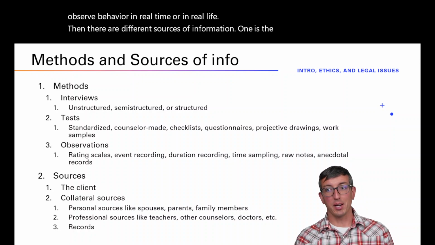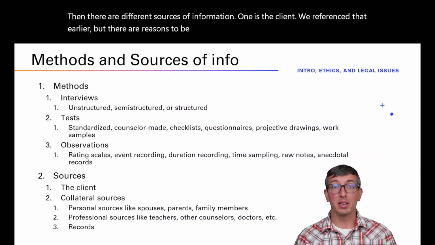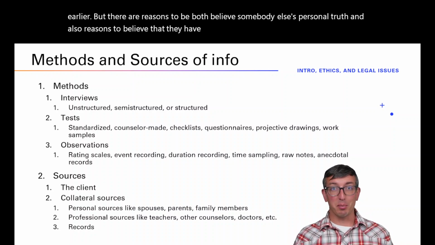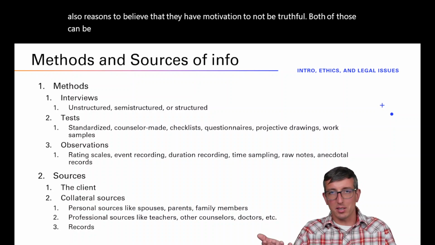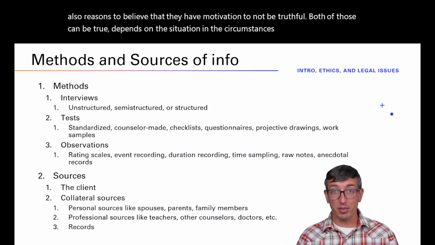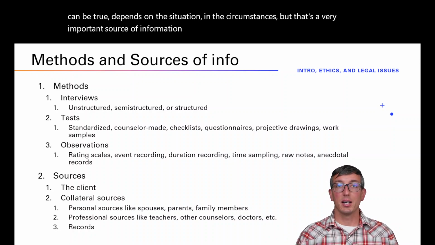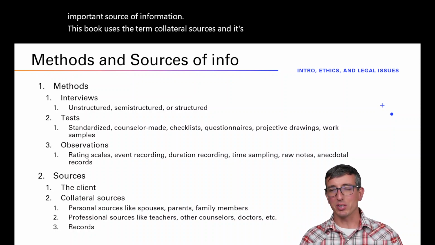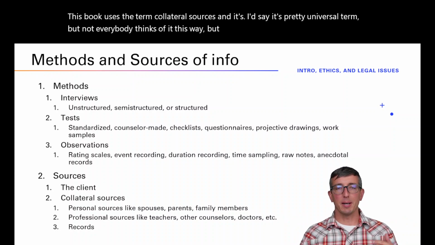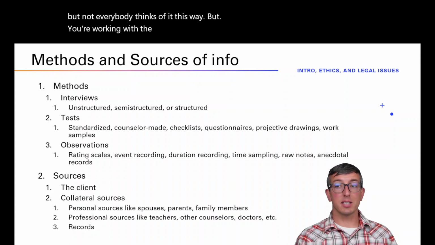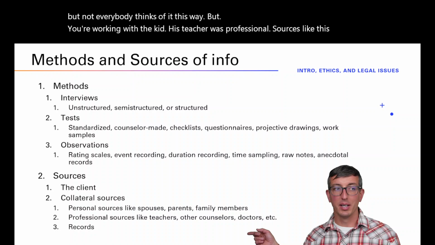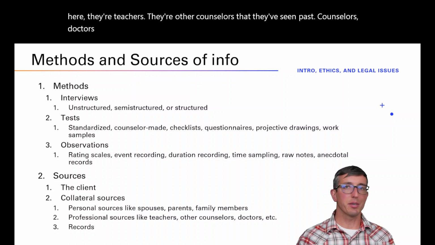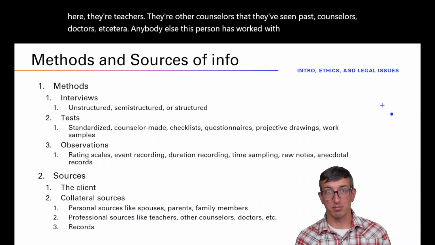One is the client. We referenced that earlier. But there are reasons to believe somebody else's personal truth and also reasons to believe that they have motivation to not be truthful. Both of those can be true, depends on the situation and the circumstances, but that's a very important source of information. This book uses the term collateral sources, and I'd say that's a pretty universal term, but not everybody thinks of it this way. But if you're working with the kid, his teacher, the professional sources like this one down here, they're teachers, they're other counselors if they've seen past counselors, doctors, etc. Anybody else this person has worked with in their life.